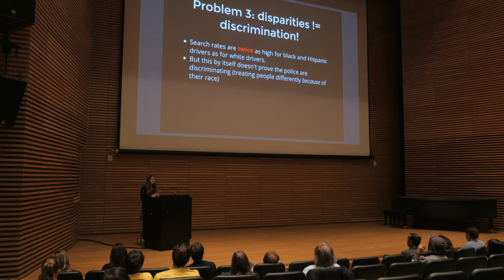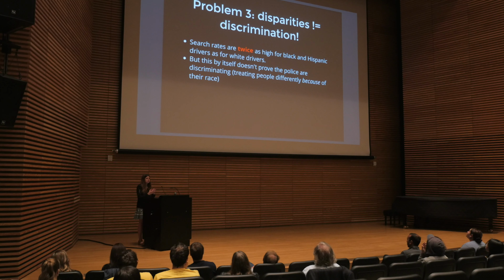The first thing you might look at is simply disparities in the data, racial disparities. For example, search rates are about twice as high for minority drivers as for white drivers. You see similar disparities for arrest rates. That by itself, though, doesn't prove discrimination on the part of the police, where discrimination here means treating people differently because of their race, because these groups might differ in many other ways as well.